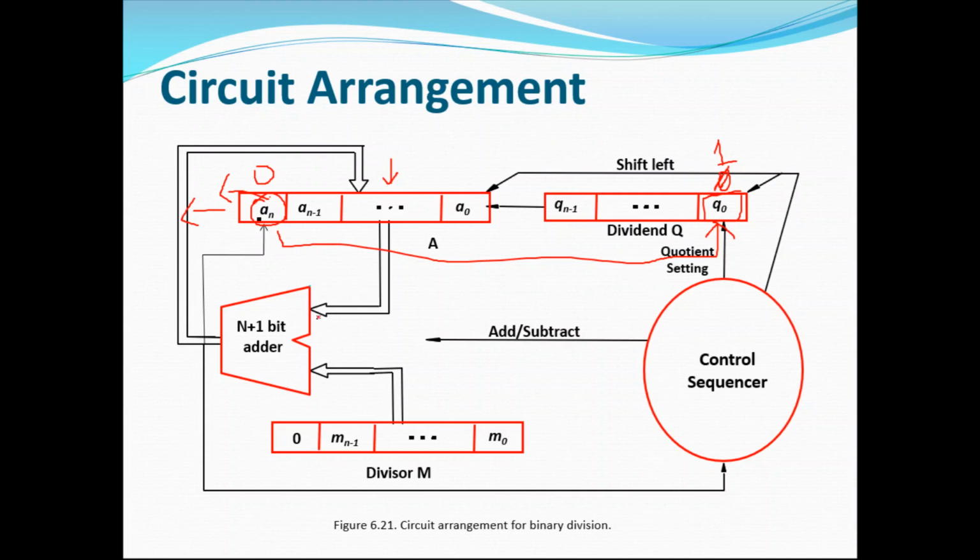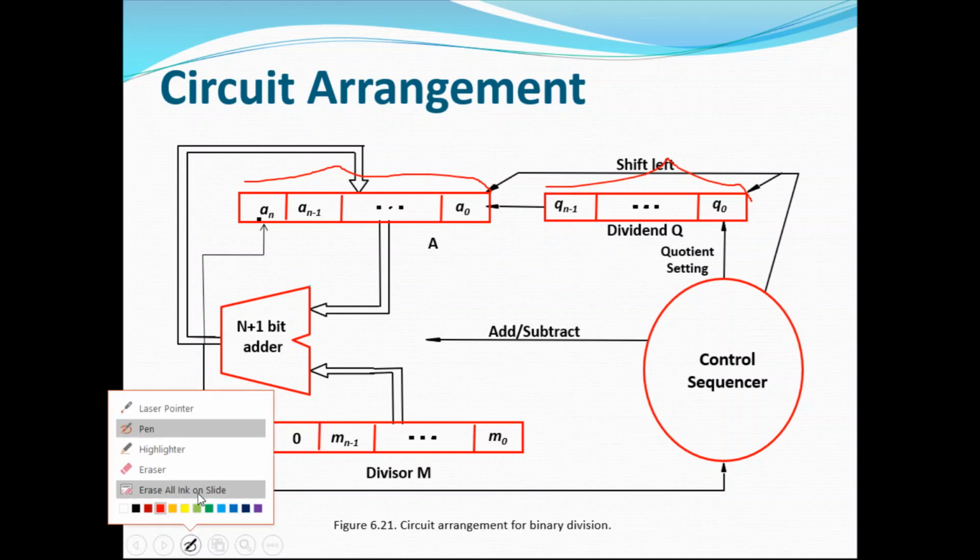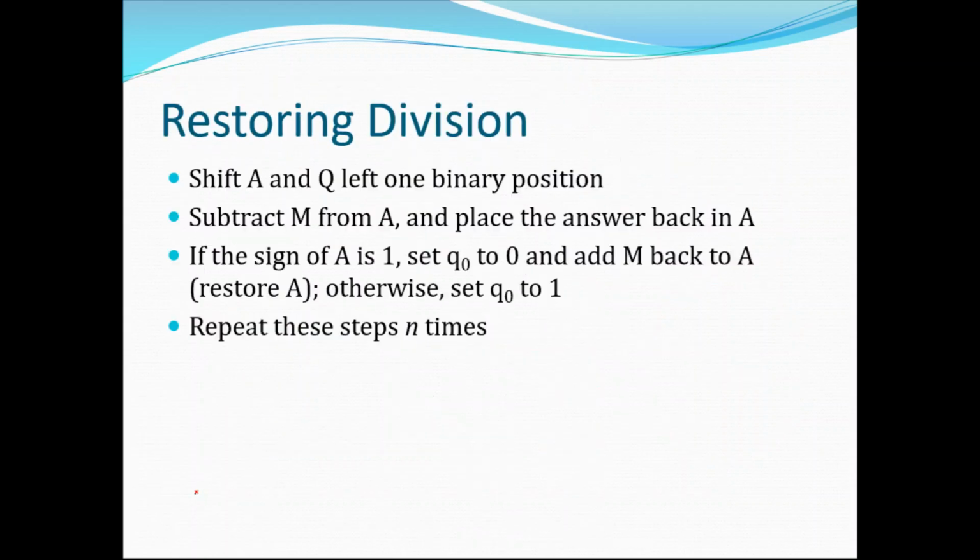How many times should we do this? That depends on the number of bits in the divisor and dividend. If the number of bits in the divisor and dividend is n, you have to do this for n times. If the number of bits is 4, then this cycle you have to do for 4 times. Once you have completed the 4 cycles, finally after the fourth cycle, in A you will have the remainder, and in Q you will have the quotient. Fine, so these are the steps.